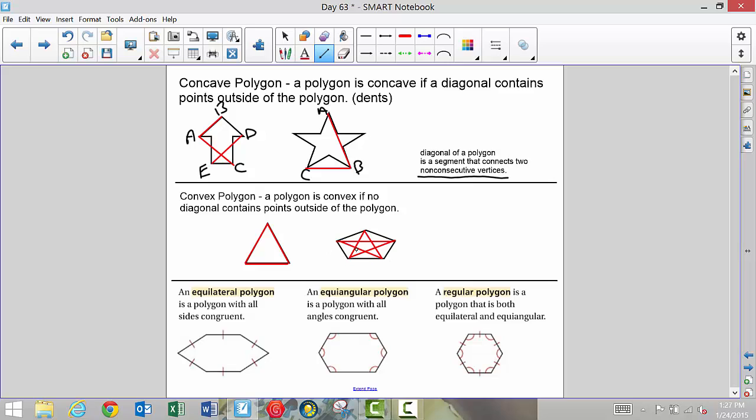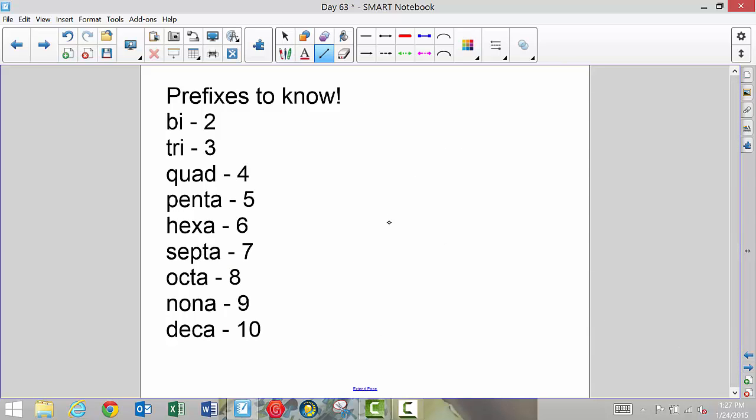Then you have an equilateral polygon, where all sides are equal. You have an equiangular polygon, where all angles are equal. And then you have a regular polygon, where both sides and angles are congruent. Here are some prefixes to know, because we have bi, tri, quad, penta, hexa, septa, octa, nona, and decagon. So you'll hear these prefixes a lot in this unit.